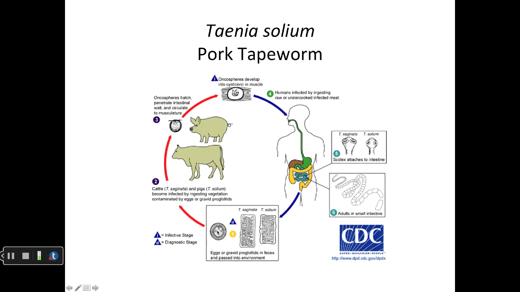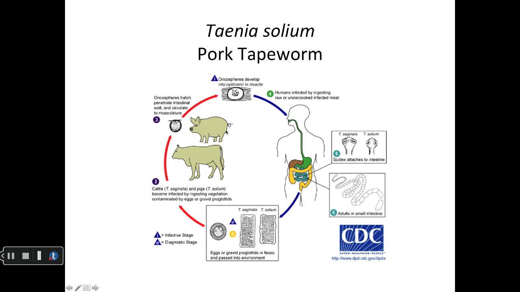Gravid proglottids drop out into the environment in the feces. And the eggs are inside these gravid proglottids. And along comes a pig. A pig ingests the human feces containing these proglottids, ingests the eggs. Inside the intestine of the pig, the oncosphere embryo hatches. It actually penetrates the digestive wall and is circulated in the bloodstream into the pig's musculature.